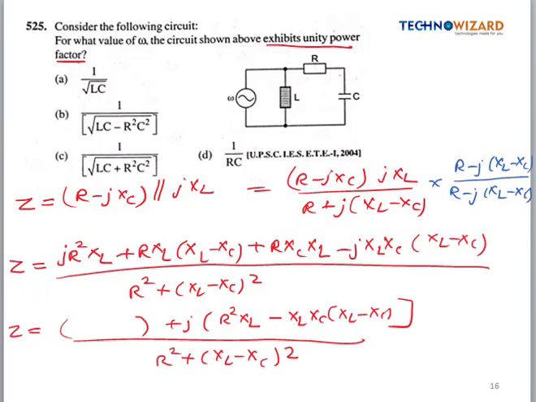So option B is correct. 1 by root of (LC minus R square C square). So option B is correct.